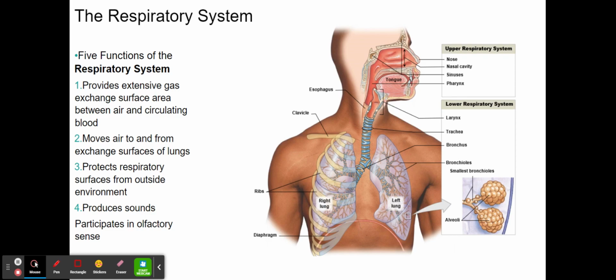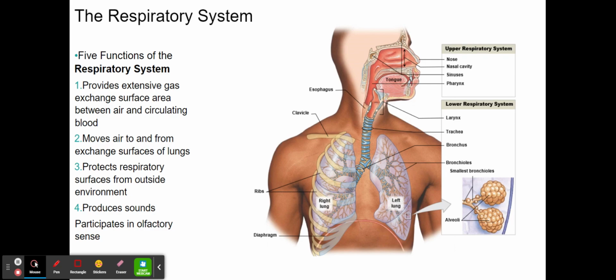Let's talk about some of the functions of the respiratory system. So the respiratory system has 5 basic functions. 1, providing an extensive surface area for gas exchange between the air and circulating blood. 2, moving air to and from the gas exchange surfaces of the lungs along the respiratory passageways.